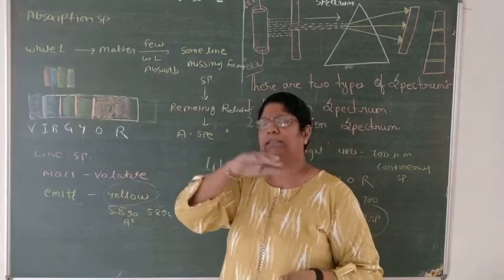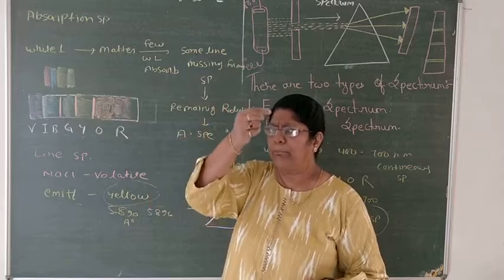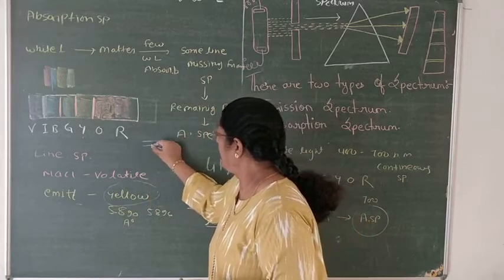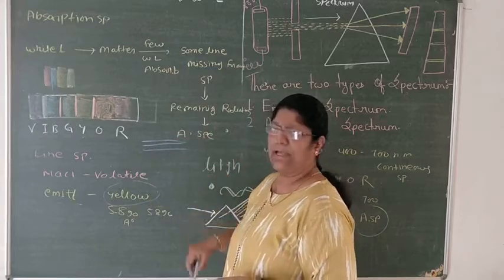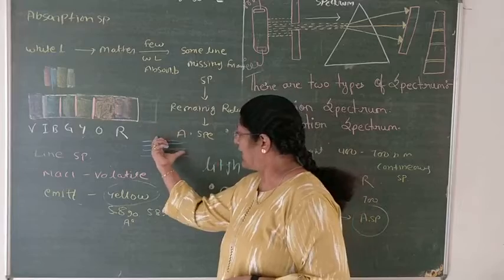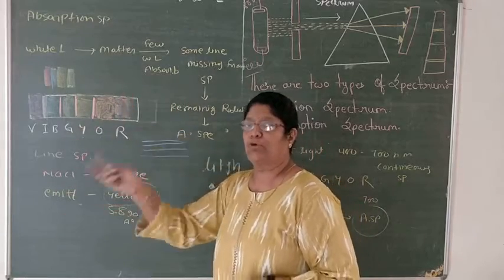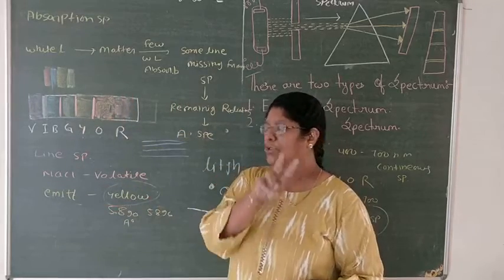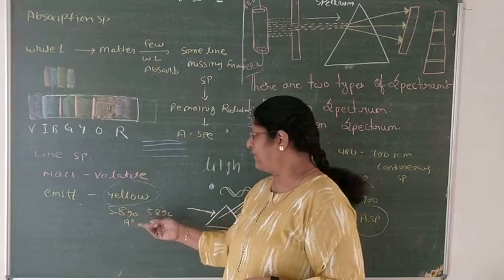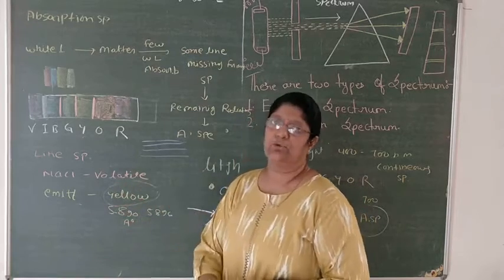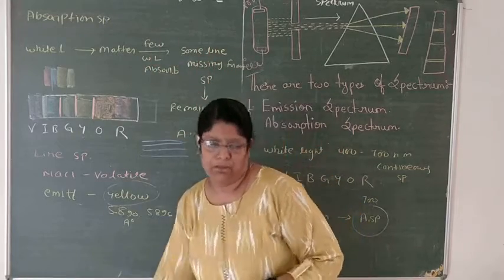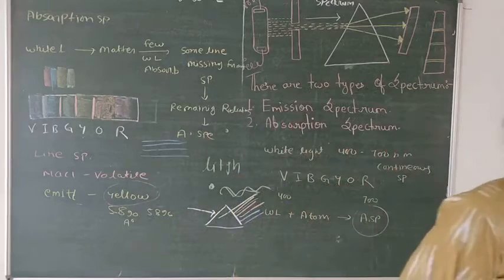Multiple lines you see at proper intervals: one line, then interval, then line, then interval. This spectrum is known as line spectrum. In case of sodium, you observe only two lines, with the range 5890 and 5896. That is known as absorption line spectrum. Okay. We will talk about emission spectrum tomorrow.